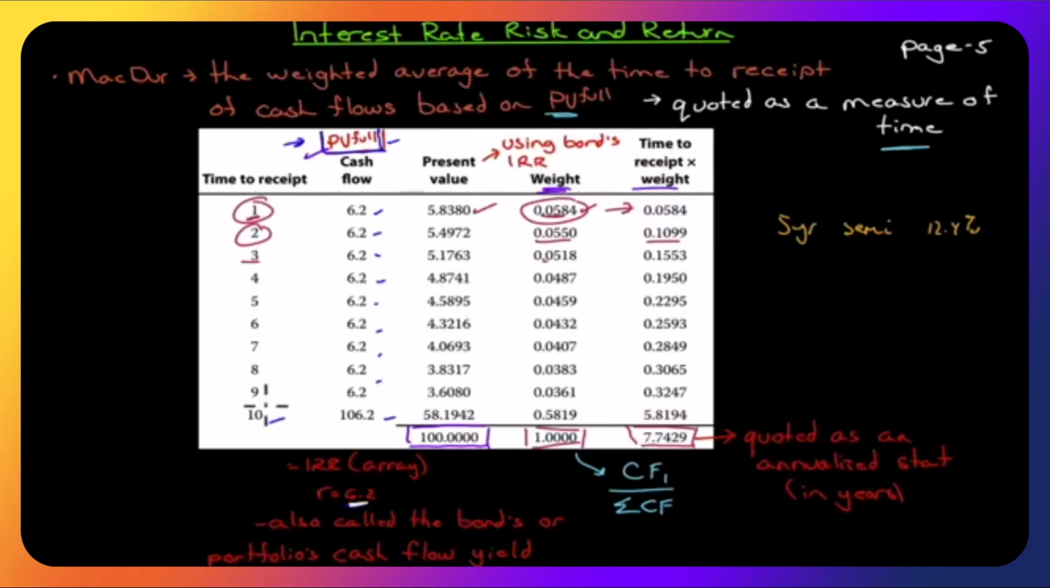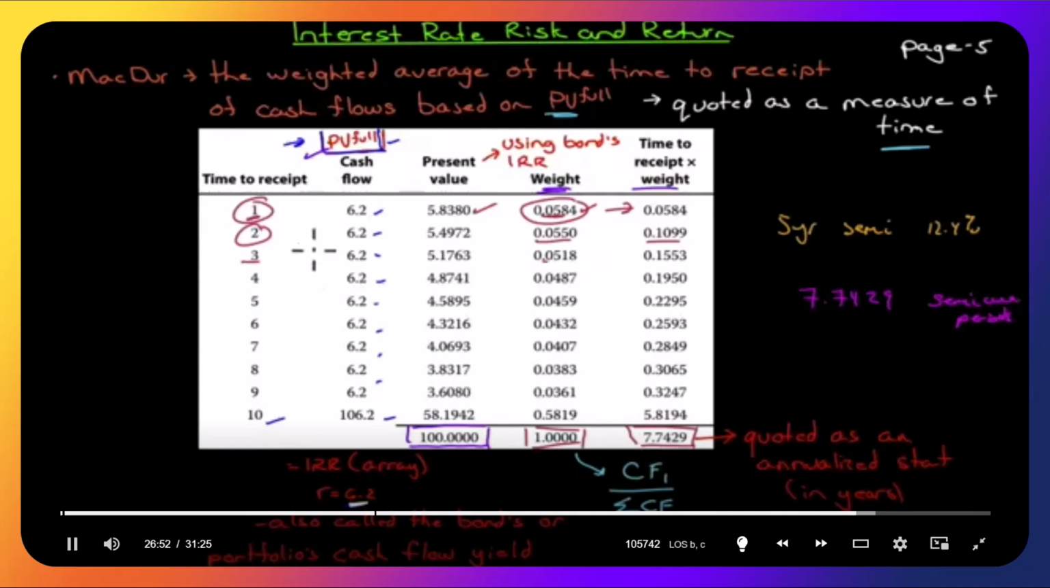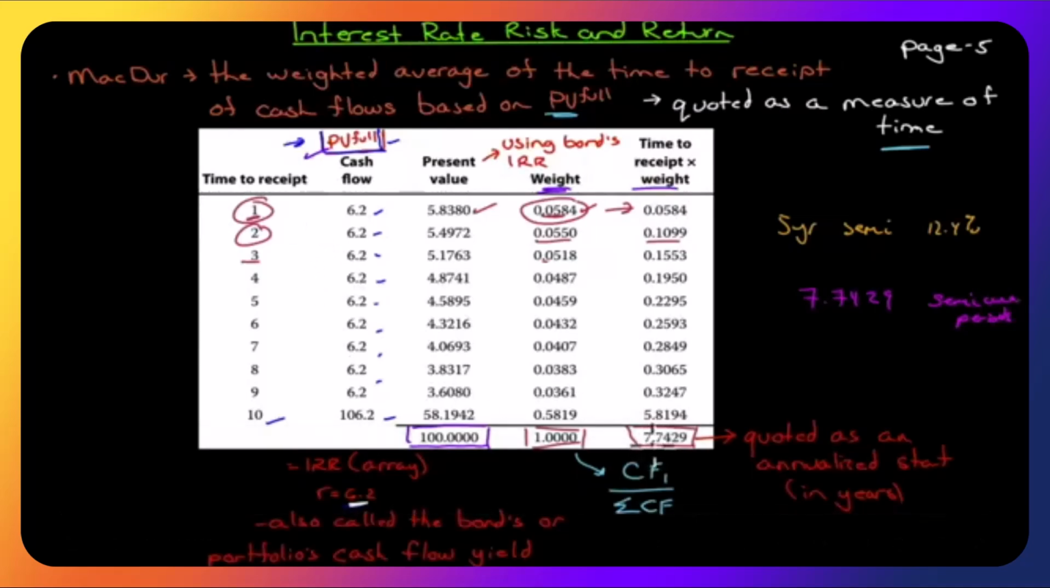If this were a 5-year semi-annual bond, you would still get a Macaulay duration of 7.7429. But that would be 7.7429 semi-annual periods, right? Because this is the number of periods. It just so happened this was an annual bond, and we would need 7.74 periods of time. Since each period is a year, it's already in years, but this is 7.7429 semi-annual periods. Well, there are 2 semi-annual periods in each year, so you'd have to divide this by 2.